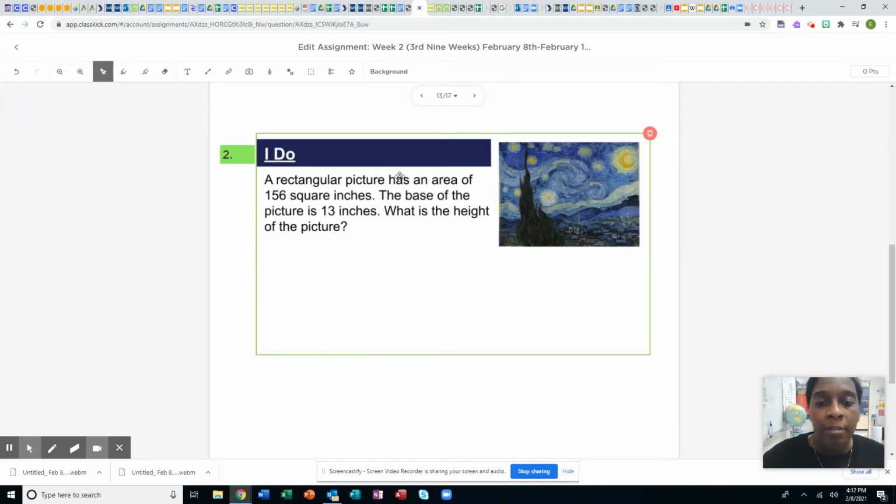It says a rectangular picture has an area of 156 square inches. What is the height of the picture?